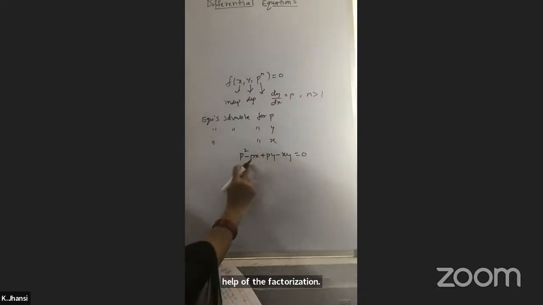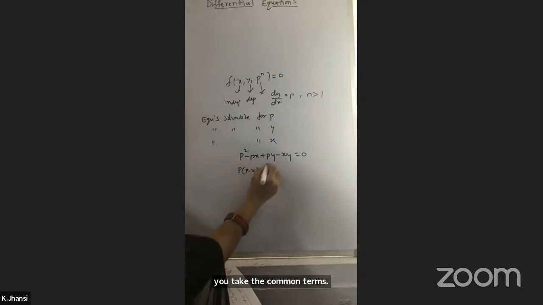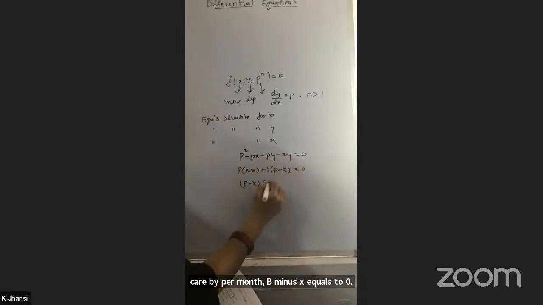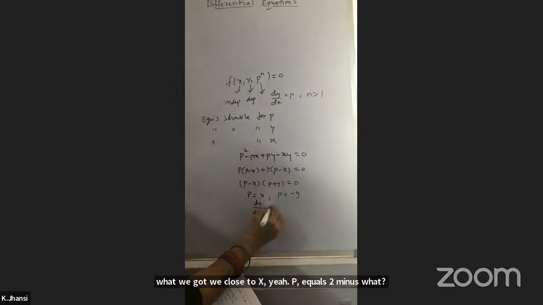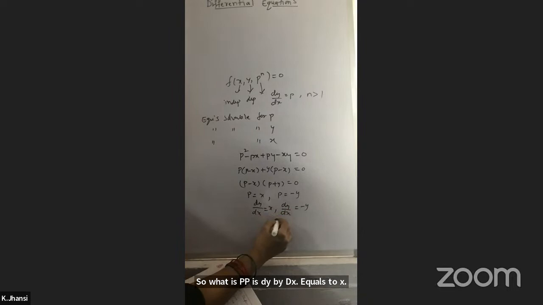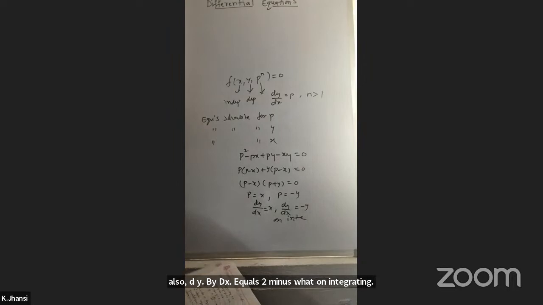Here it is already in the form of factorization. Just take the common terms. Take p common, p minus x, plus if you take y common, p minus x equals 0. Then we get p minus x into p plus y equals 0. So what we got: p equals x, and here p equals minus y. What is p? p is dy by dx equals x. Here also dy by dx equals minus y. On integrating.